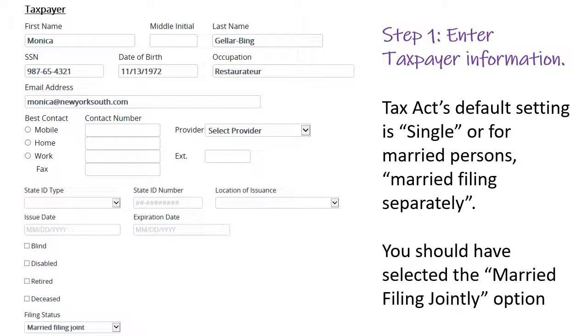In the first step, you would have entered the taxpayer information for Monica and Chandler Bing. TaxAct, the software application that came with your textbook, has a default setting of single. Or if you enter two persons or two spouses, it automatically assumes married filing jointly. You should have selected the married filing jointly option when you entered the taxpayer information. Additionally, you also should have entered that they had full coverage through the employer for health care. This would have made a difference in computing the tax liability.